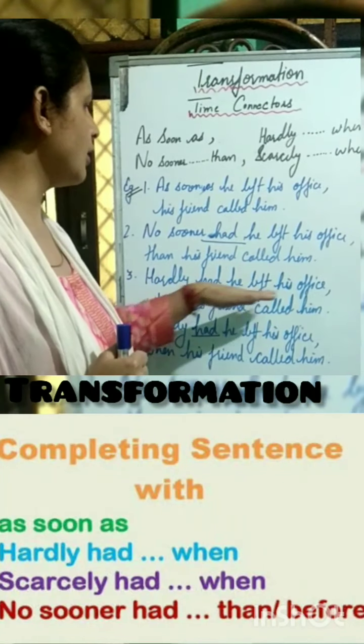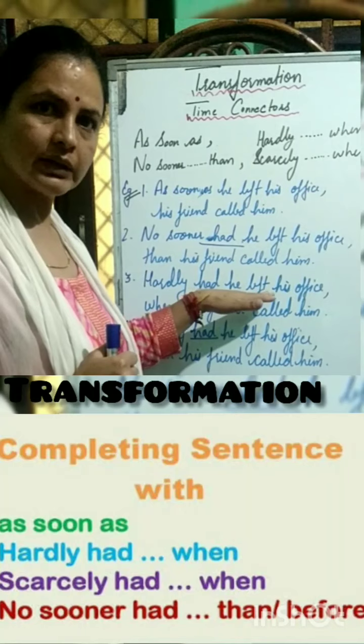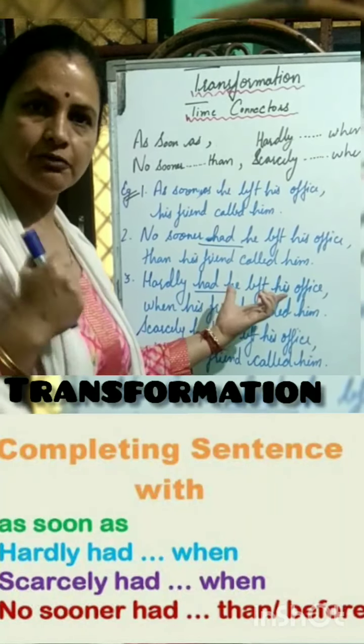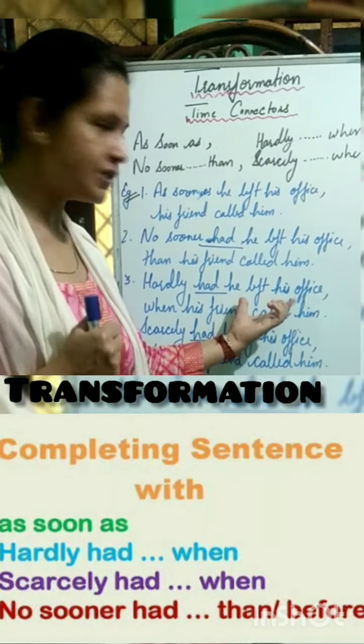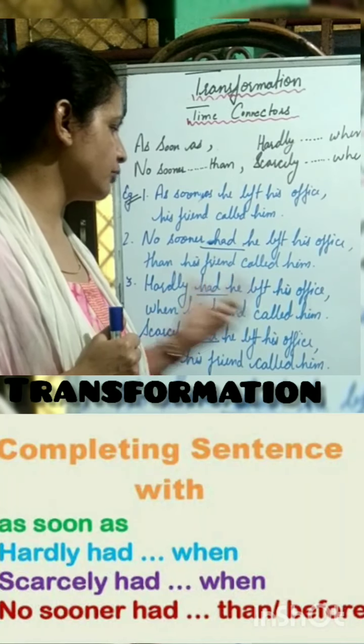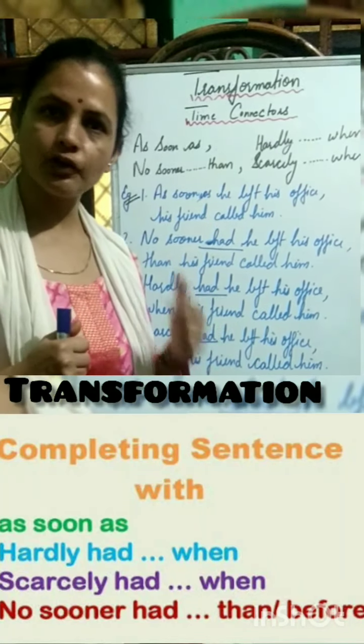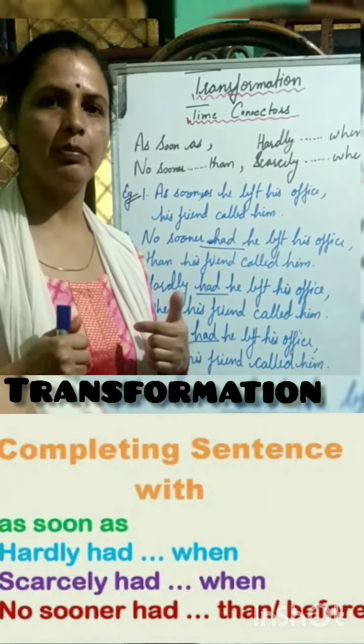So you can see here again, this left is the first action. It took place first. That's why it is written in past perfect. And called is the second action. It is written in simple past.